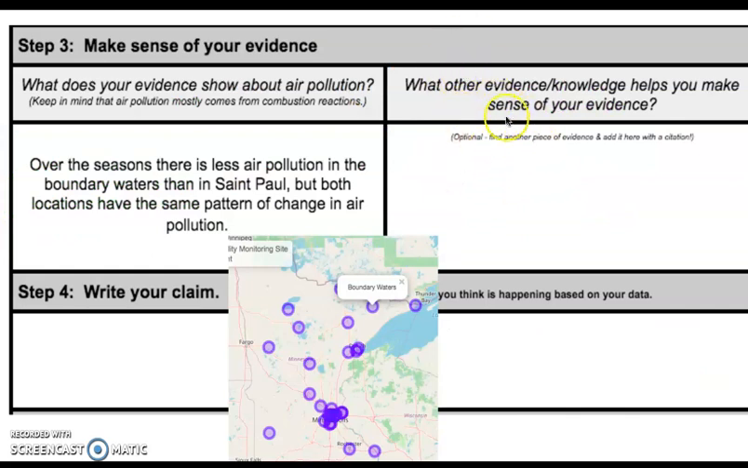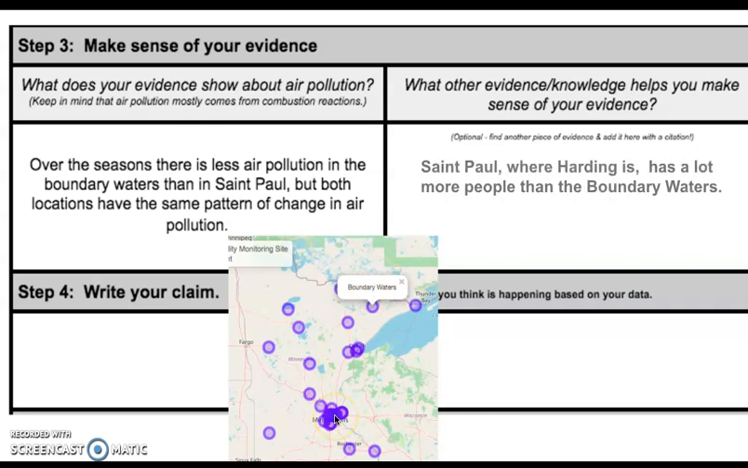And then we can think about, well, what other knowledge or evidence is going to help you with that? So Boundary Waters is up here, and St. Paul is right here. Harding High School is about right here on the map. And I bet that you know some big differences about those two. St. Paul, where Harding is, has a lot more people than the Boundary Waters. Very, very few people live up in the Boundary Waters all the time. Whereas here in St. Paul, we have a population of like 450,000 people in the immediate area. It's a lot more people.